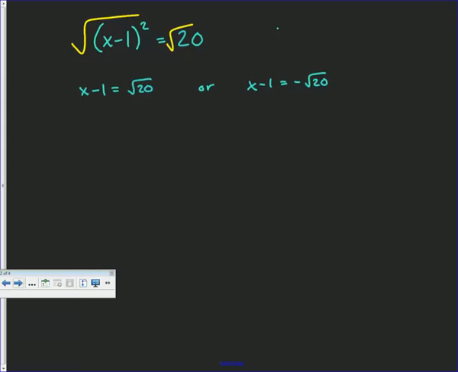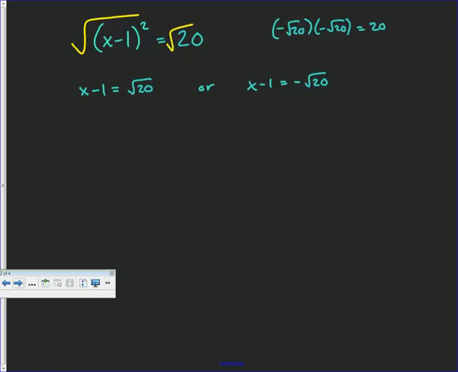And again, the reason for that is that negative square root of 20 times negative square root of 20, a negative times a negative is a positive. So that would be positive 20. And we could explain this with squares like we did in class if that makes more sense. I'm going to avoid that because I'm going to go quick here.